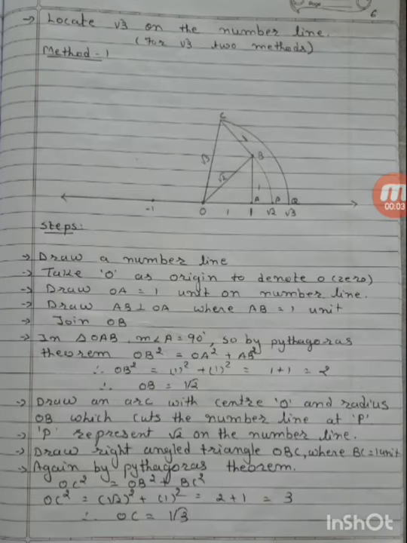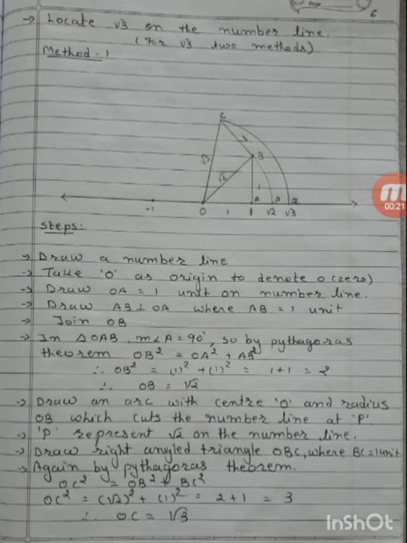Now locate √3 on the number line. For √3, there are two methods. Here, method number 1 is the spiral method. This method is called the spiral method. Step by step, let us understand this figure.